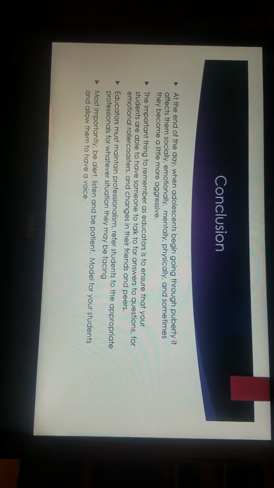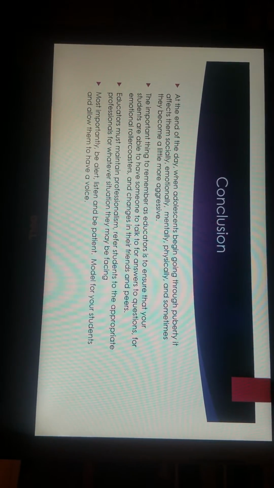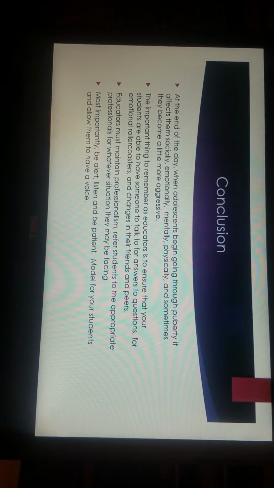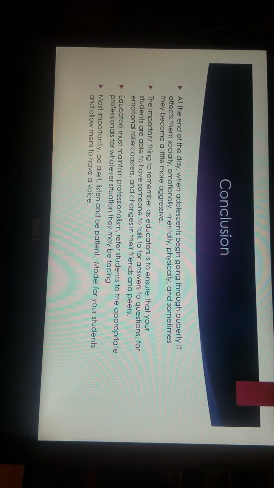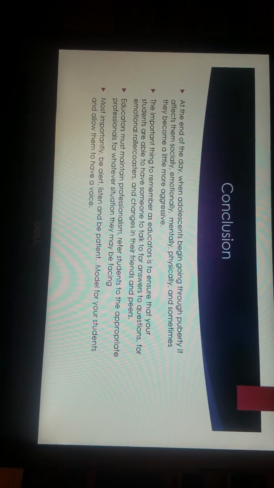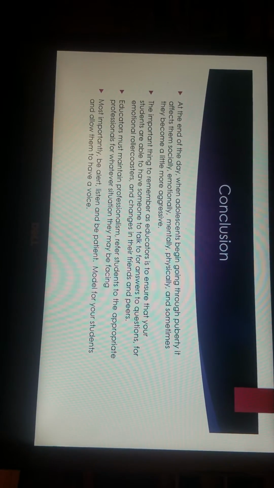In conclusion, at the end of the day, when adolescents begin going through puberty, it affects them socially, emotionally, mentally, physically, and sometimes they become even a little more aggressive. The important thing to remember as educators is to ensure that your students are able to have someone to talk to for answers to their questions, for emotional roller coasters they may be going through, and for changes in their friends and peers. Educators must maintain professionalism and refer students to the appropriate professionals for whatever situation they may be facing.